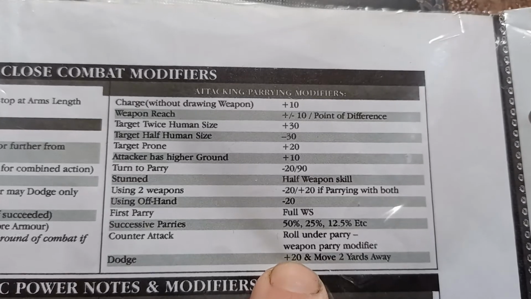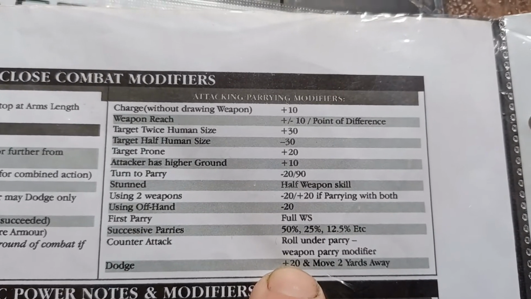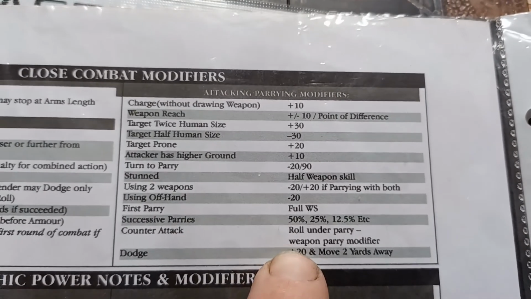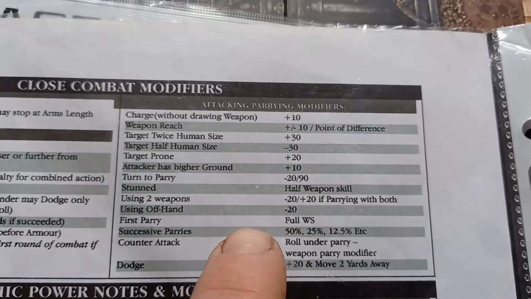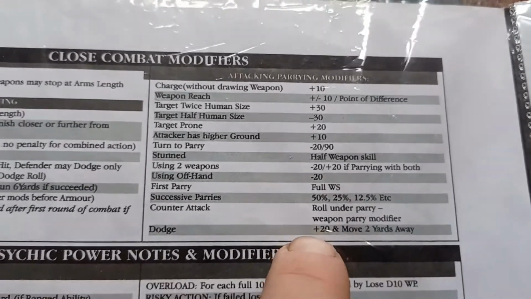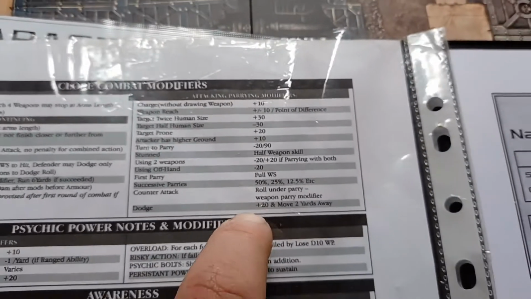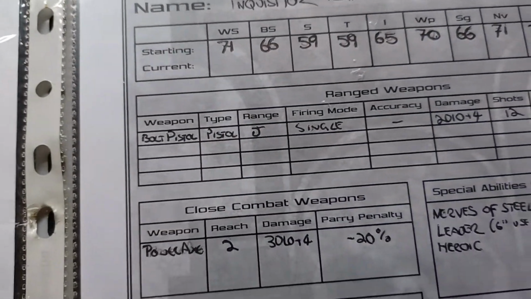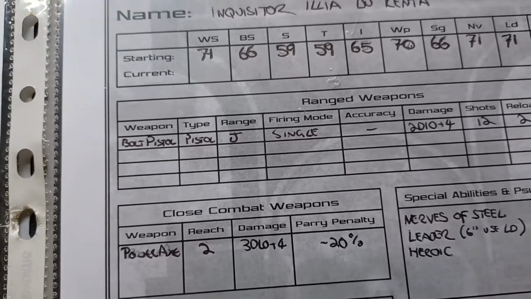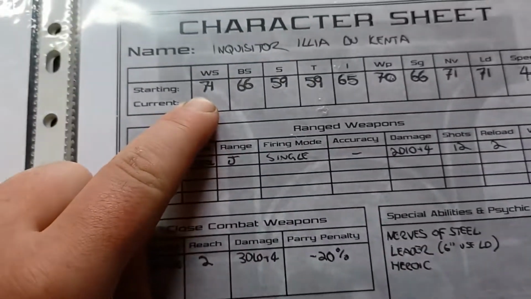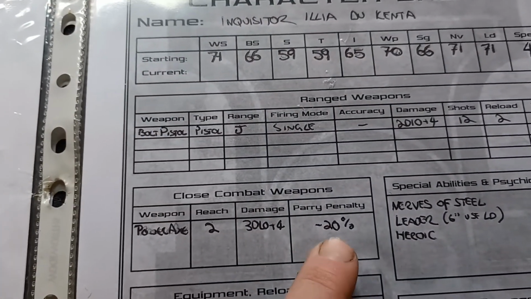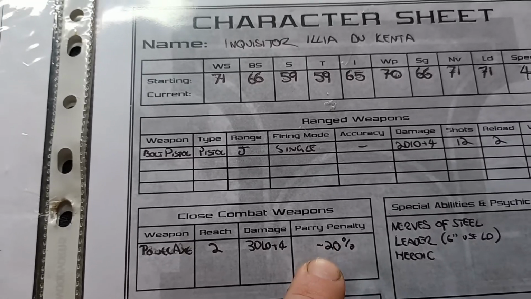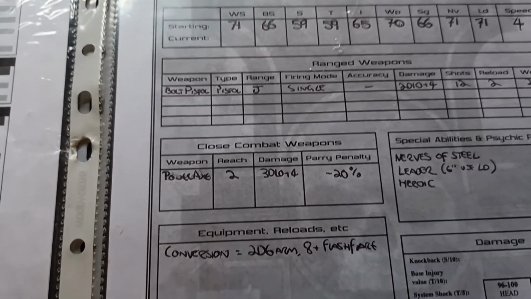Dodge, +20. I didn't realise that. But dodge also follows under the successful. So you dodge your first at weapon skill, your second at half, your third at quarter, and so on. So she's going to try parrying, which is her weapon skill 71, -20, 70, 60, 51 or less to try and parry this.